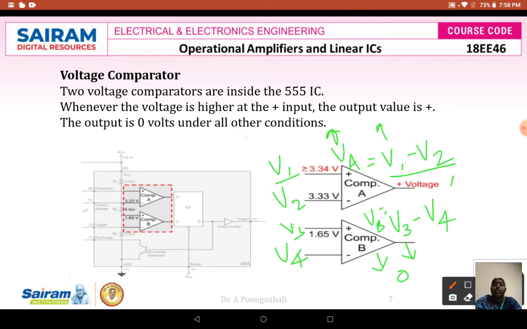When the voltage is higher at the positive input terminal, at the non-inverting terminal, the output voltage is also going to be positive. The output is going to be 0 under all other conditions. That is, when my input voltage is less, my output is negative. Negative means it is going to be 0. That means my R output will be 0. If R is 0, it is reset. Reset means it is going to be 0 there. That is how your comparator is going to operate here.